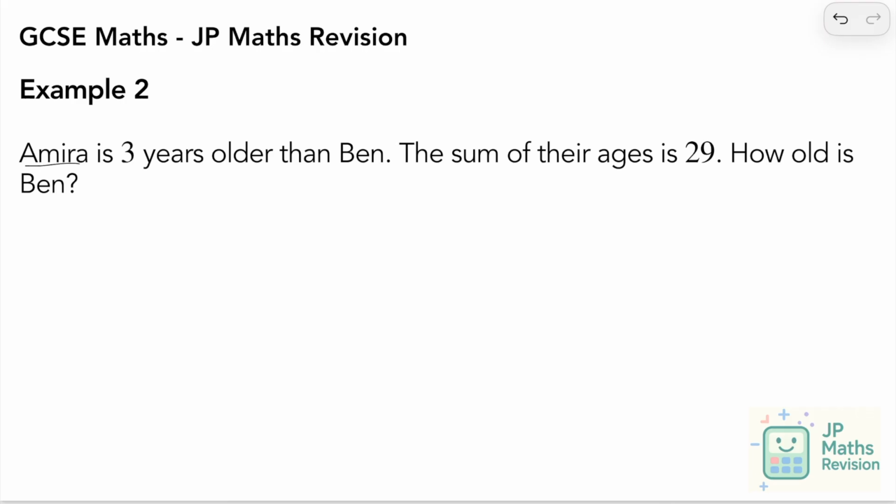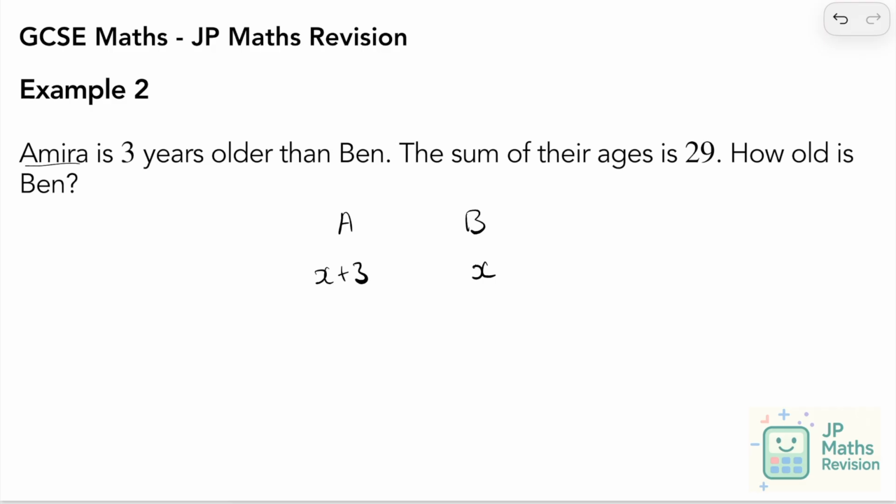So we have Amira and we have Ben. I'm going to put A for Amira and B for Ben. Now, I don't know how old Amira is and I don't know how old Ben is, but I do know Amira is 3 years older than Ben. So if I call Ben x, I could therefore call Amira x plus 3, because if, say, Ben was 10, Amira would be 13 because she's 3 years older. So we don't know how old Ben is for sure, so we're just going to call him x, and Amira is whatever x is plus 3.